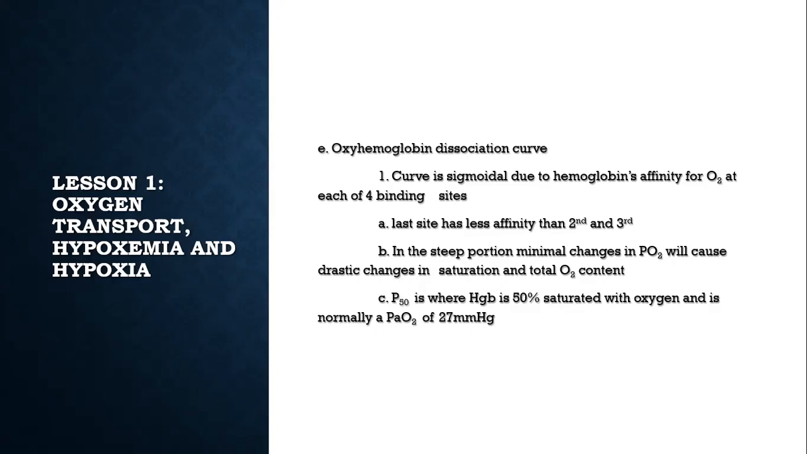One number that you need to know is called the P50. Make sure you highlight this. The P50 is the point at which hemoglobin is 50% saturated with oxygen, and it's normally a PaO2 of 27 millimeters of mercury.